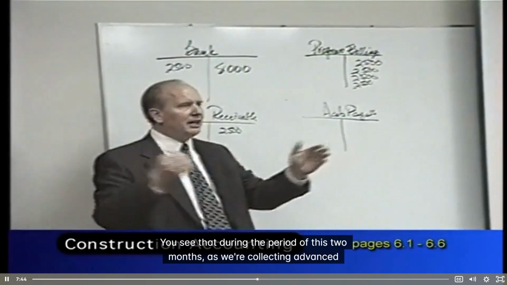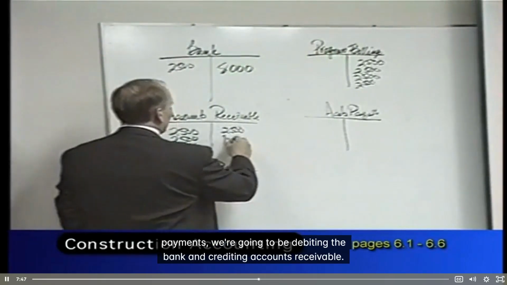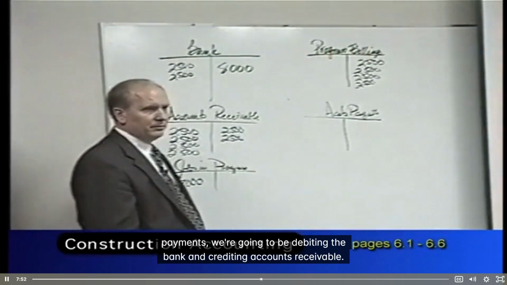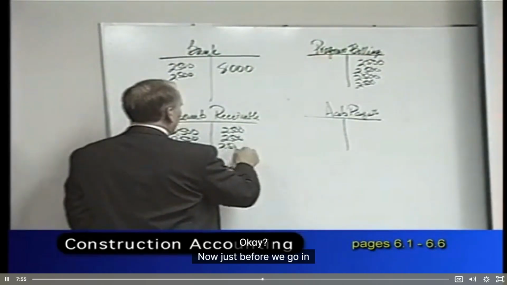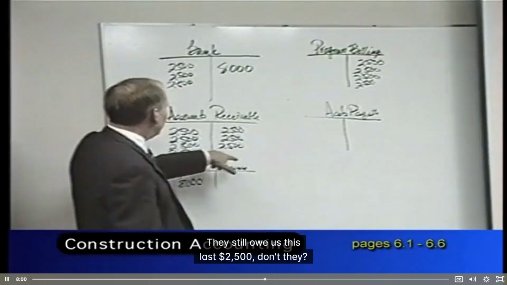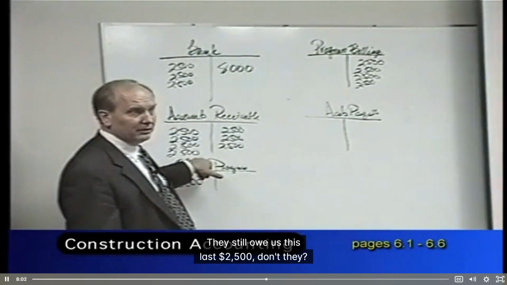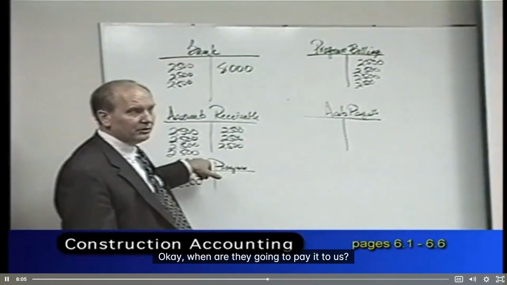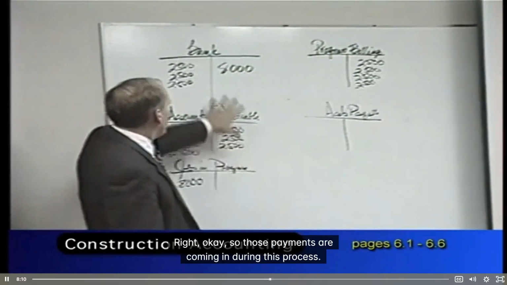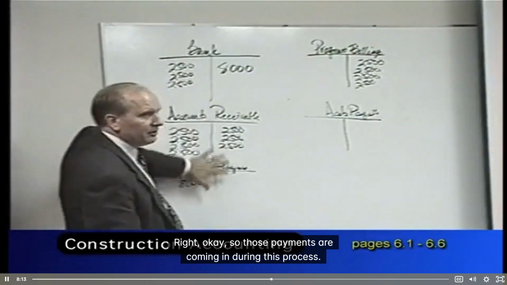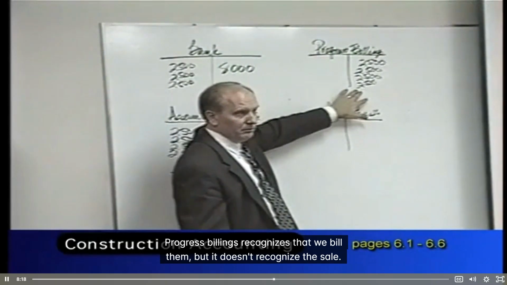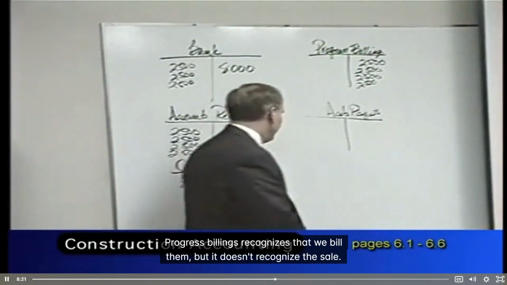During the period of these 2 months, as we're collecting advance payments, we're going to be debiting the bank and crediting accounts receivable. Okay? Now, just before we go in to the owner and say, hey, we're all done, take a look at it, looks great, they still owe us this last $2,500, don't they? Okay? When are they going to pay it to us? When they say it's done. They agree with it, right? Okay? So those payments are coming in during this process. Progress billings recognizes that we billed them, but it doesn't recognize the sale.